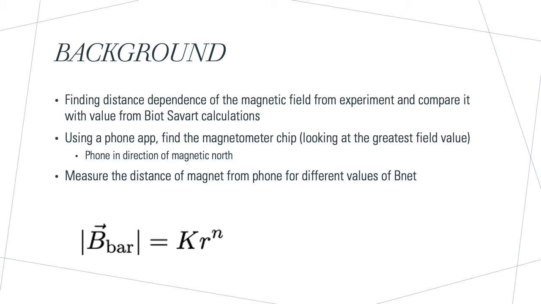And the big thing we were using in this experiment was that the magnetic field of the bar magnet is equal to k, some constant, times r to the n. And if you take the log of both sides, you can get something that looks like y equals mx plus b form, where log B is equal to log k plus n log r, and n can be your slope.